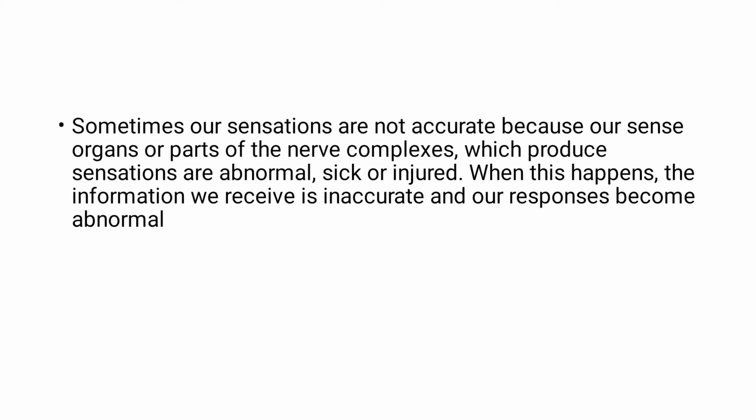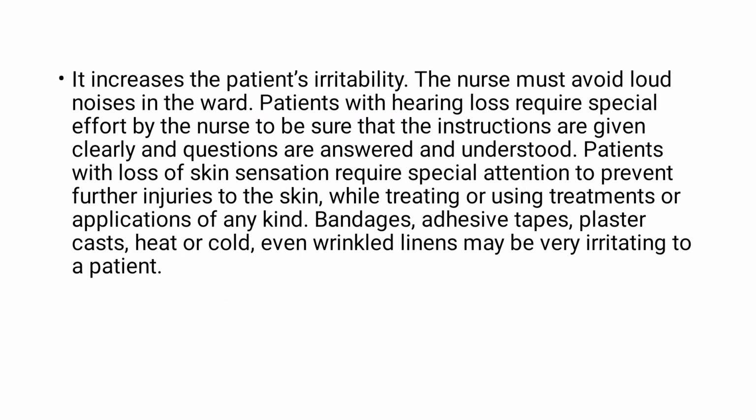Sometimes our sensations are not accurate because our sense organs or parts of the nervous system which produce sensation are abnormal, sick or injured. When you are sick or injured, even a small amount of light may cause the person to have photophobia. Sometimes because of peripheral neuropathy, your nerves are not functioning properly. Suppose you are giving a hot or cold application, the person may not be able to tell whether it is too hot or too cold because of depression of the nervous system. While this happens, the information we receive is inaccurate and our responses become abnormal.